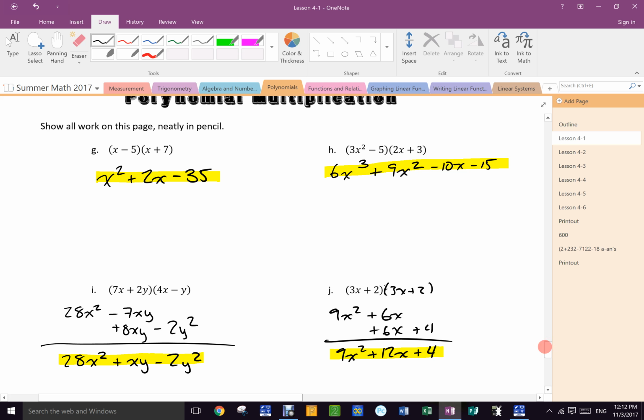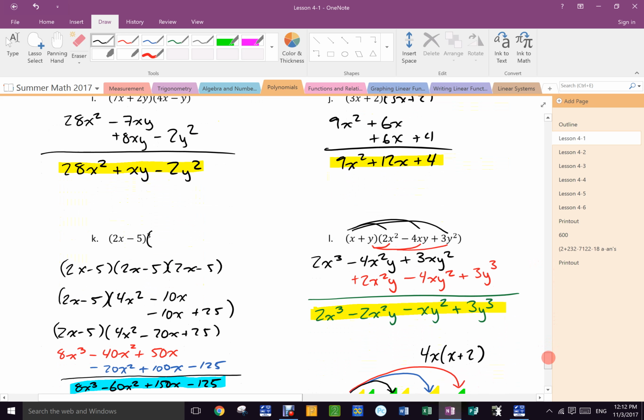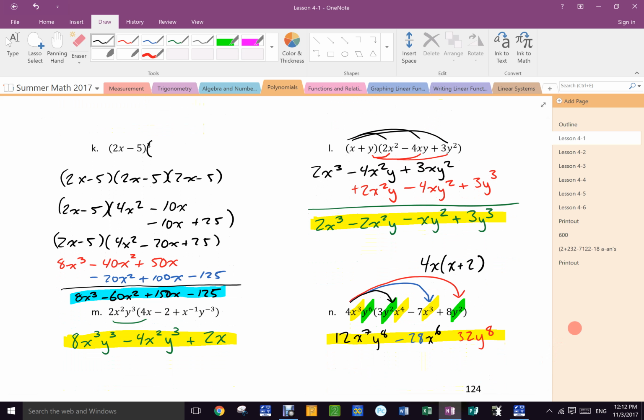Does anybody need to talk about any of these? Because you'll notice I haven't done the work. I've just shown you the answer because I'm doing it in my head. Everybody okay? Sweet. And there's the last ones. K is right there. L is right there. M is right there. And N is right there.